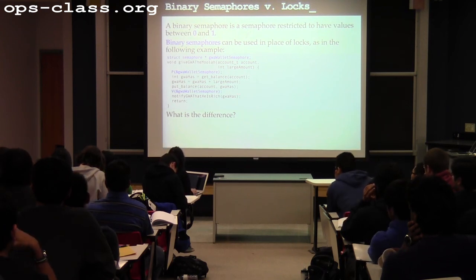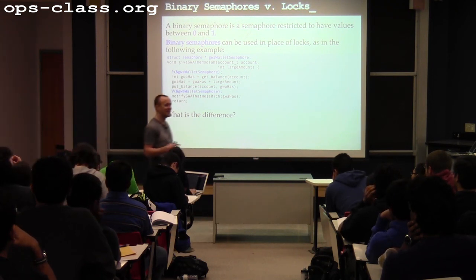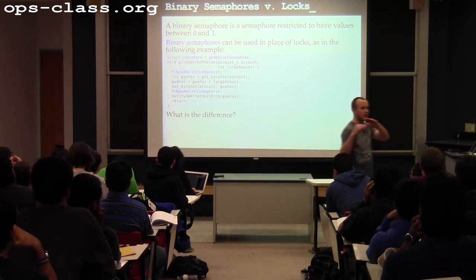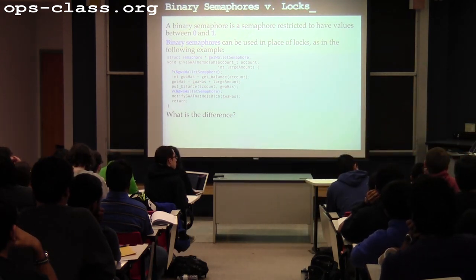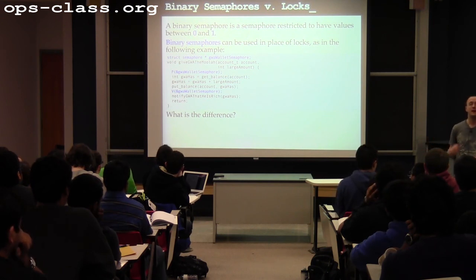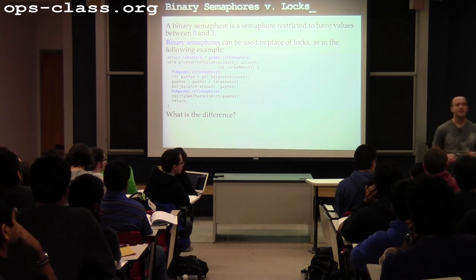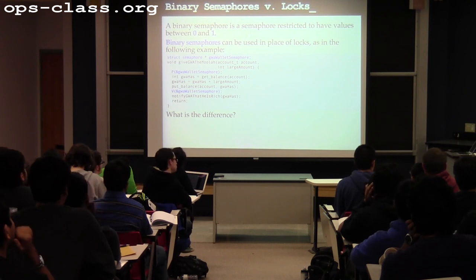I can take those calls to lock acquire and lock release and replace them with P's and V's on a semaphore. And this code works fine. If I took calls to lock acquire and lock release that were correct, I could replace them with calls to P and V on a semaphore, and that semaphore would essentially function as a binary semaphore. It would never have a value above 1. However, I can't take semaphores and replace them with a lock.